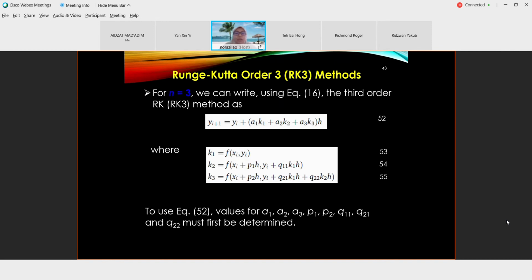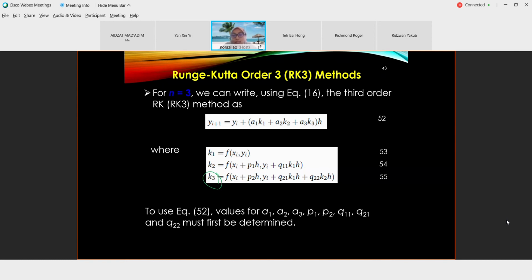After that, Runge-Kutta third order. So the same method for other Runge-Kutta 1, 2. Okay, however, for third order Runge-Kutta, we need to have K3. Runge-Kutta first order, we need to have only K1. Runge-Kutta second order, we need to have K1 and K2. Okay, Runge-Kutta third order, we need to have K1, K2, and K3.